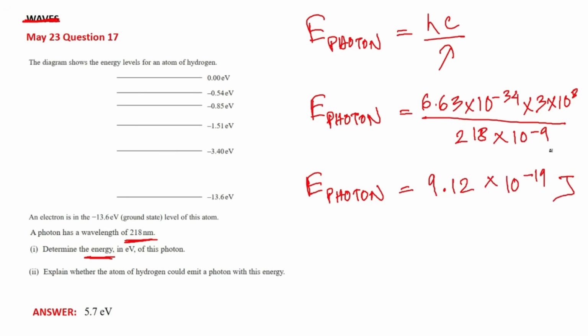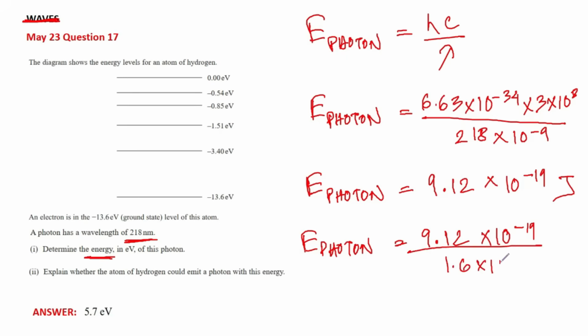And like I said, to convert joule to eV, you divide by the charge of an electron. So energy of the photon equals 9.12 times 10 to the power minus 19 divided by 1.6 times 10 to the power minus 19. So this 10 to the power 19 gets cancelled out. So 9.12 divided by 1.6 gives you 5.7, and the unit is eV.